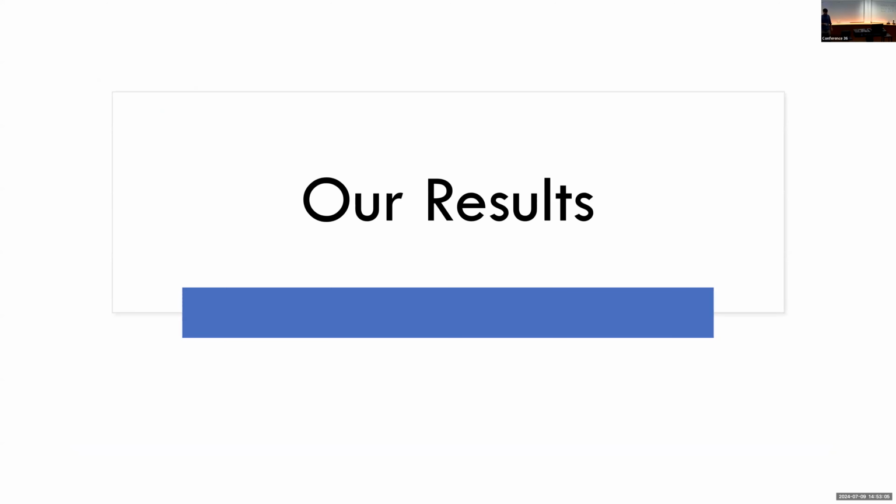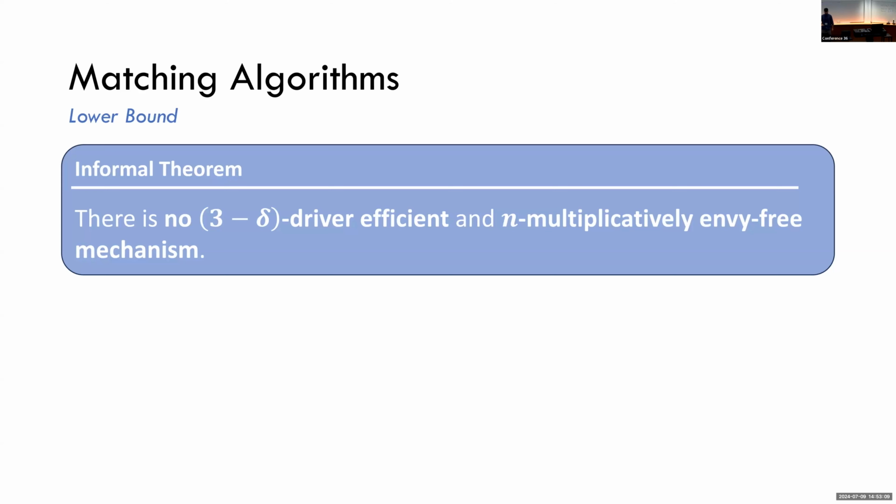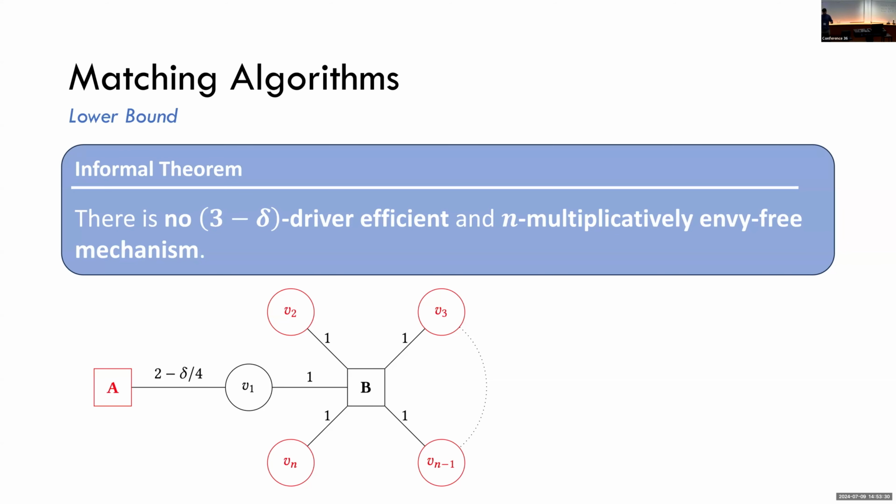So let's talk about our results now, our theoretical results. First, let's see our lower bound. Informally, our lower bound says that there is no matching algorithm that can achieve driver efficiency strictly better than 3 and have anything reasonable in multiplicatively MV freeness, something that's better than a factor of n. And the example that proves this theorem is actually quite simple.